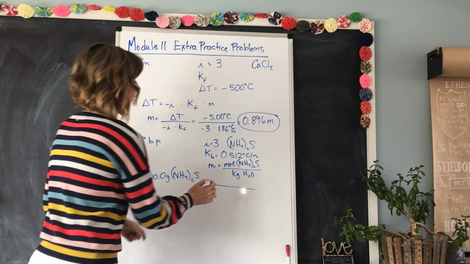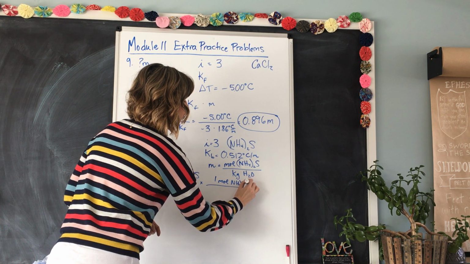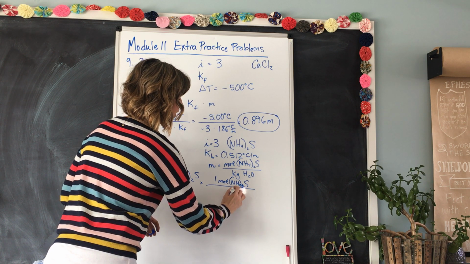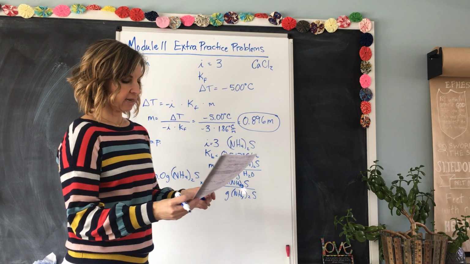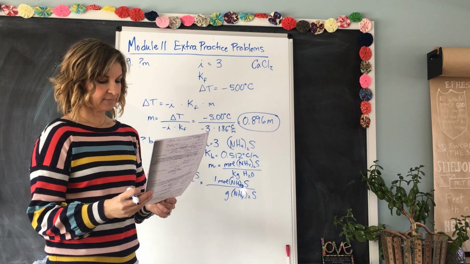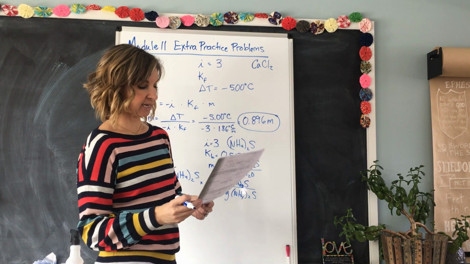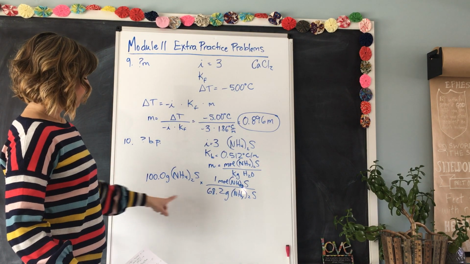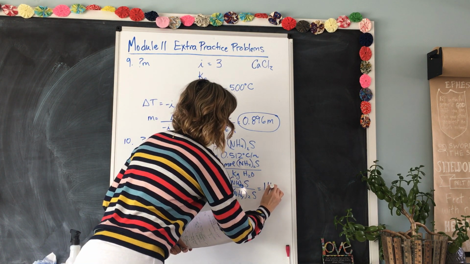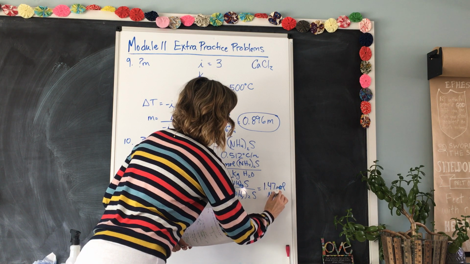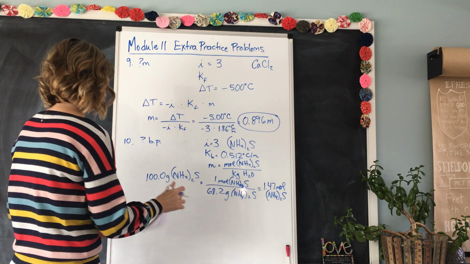So if we multiply that with 1 mole of (NH4)2S on the top, and then the number of grams of (NH4)2S on the bottom, and in 1 mole of (NH4)2S, there are 68.2 grams. Of course, I found that from looking at the periodic table. So 100.0 divided by 68.2 equals 1.47 moles of (NH4)2S. Now we can figure out molality.